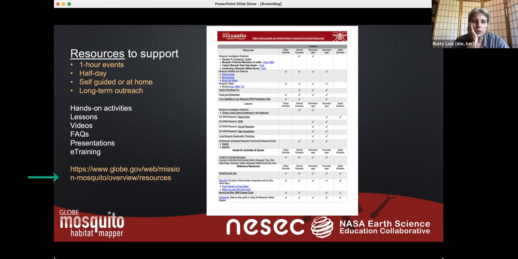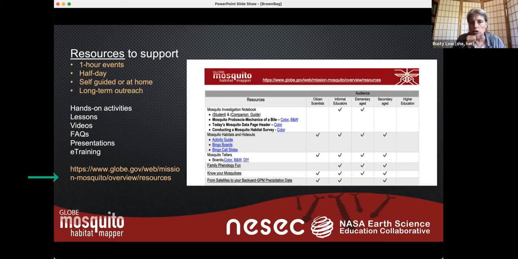We have resources and we have them identified by how long it would take to do them and what kinds of activities there are. So you don't have to go through all the different resources to find the thing that you want for whatever kinds of interaction you're going to be doing with your participants.